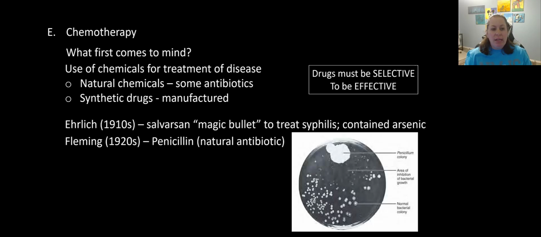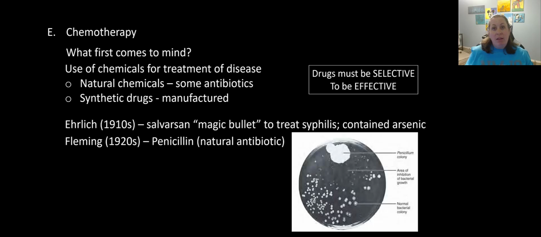Fleming in the 1920s, he accidentally discovered penicillin. And this is a natural antibiotic created by a fungus that we can use. And there are different derivatives of penicillin now called amoxicillin, ampicillin, all these different types. But Fleming is the scientist who helped discover that in the 1920s.